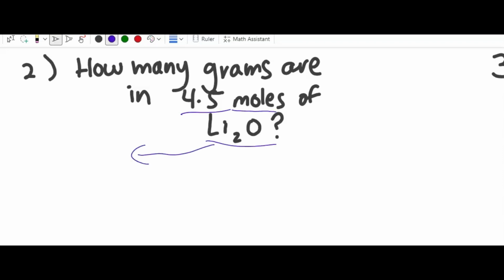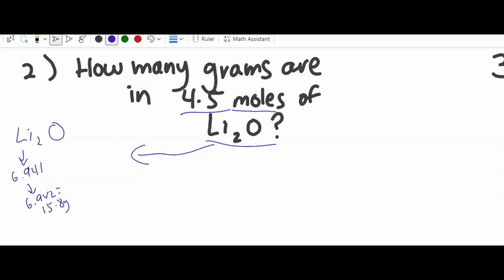So lithium on the periodic table is 6.941, and this can be rounded to 6.9. Multiply that by 2, that's going to give us 15.8 grams.